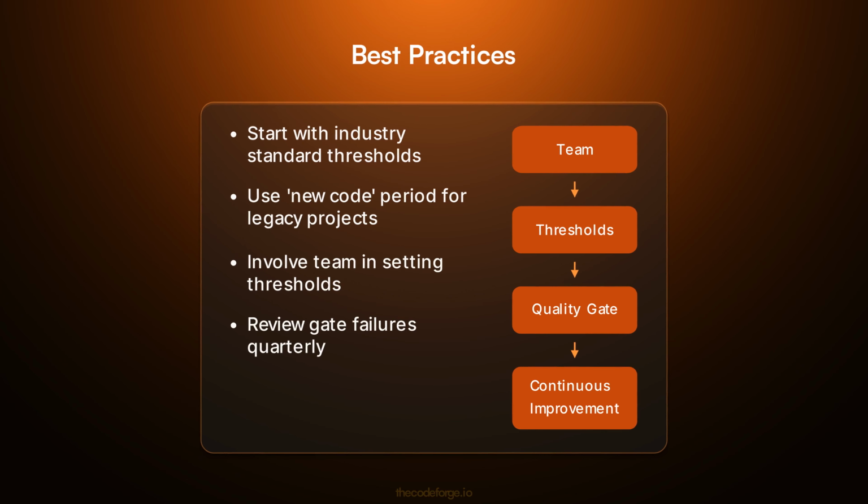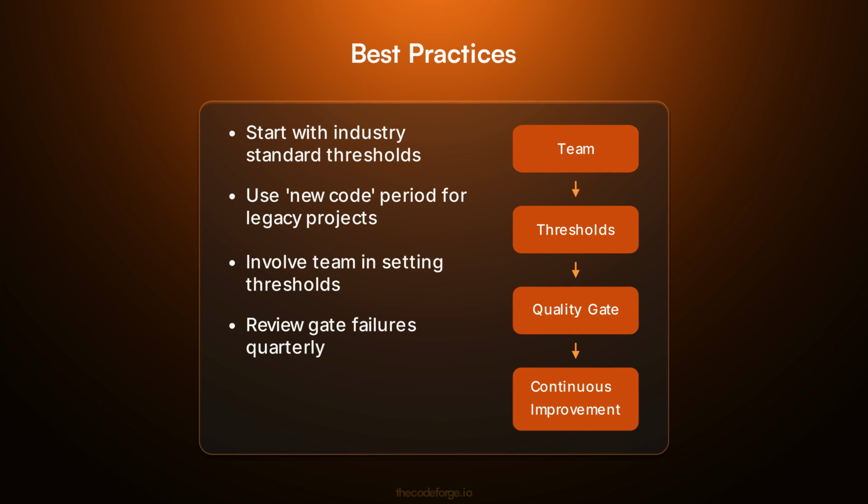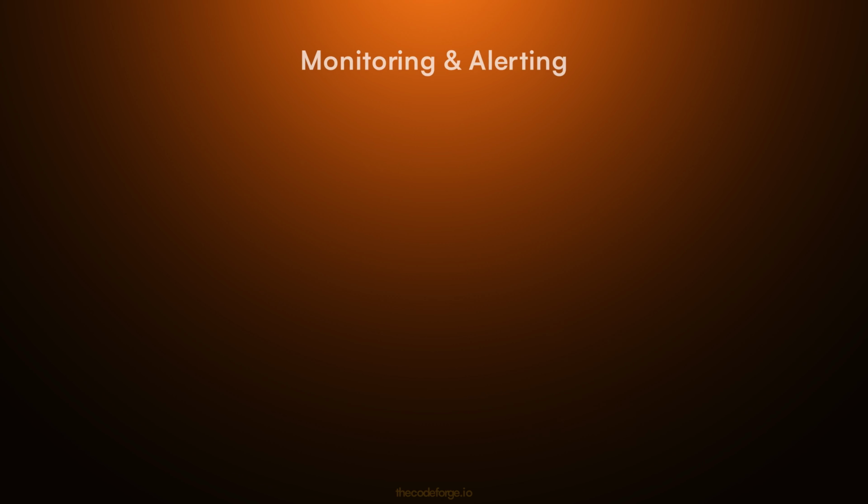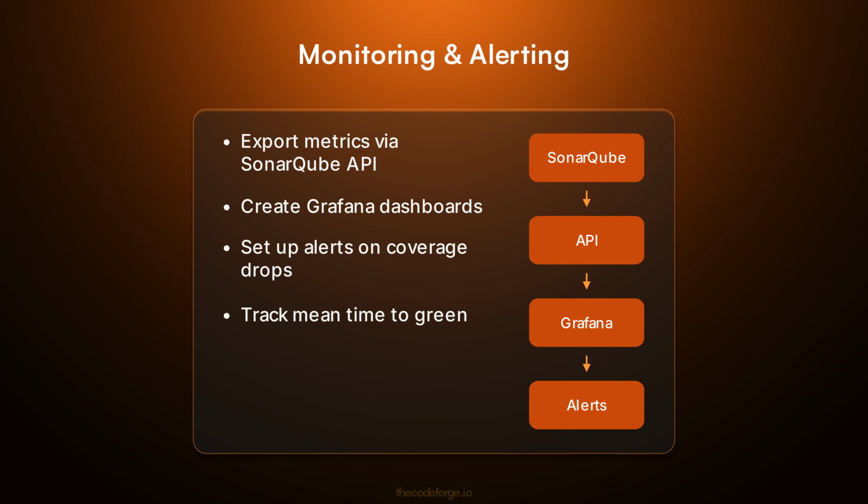Set realistic thresholds based on project maturity. Use new code conditions for legacy projects, involve the team in setting thresholds, and review gate failures regularly to adjust as needed. Monitor quality gate metrics over time using dashboards and alerts.